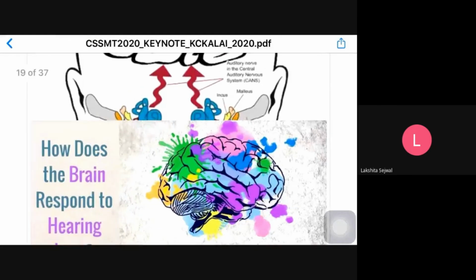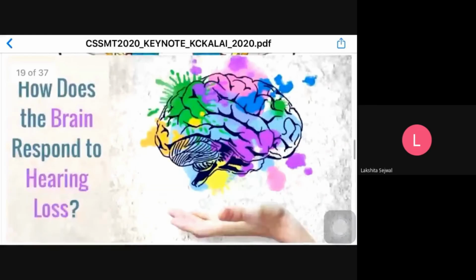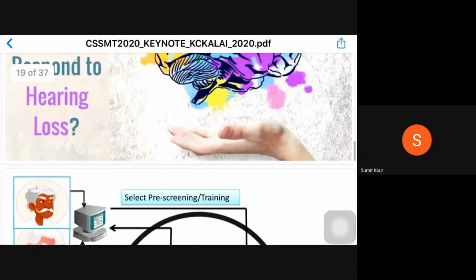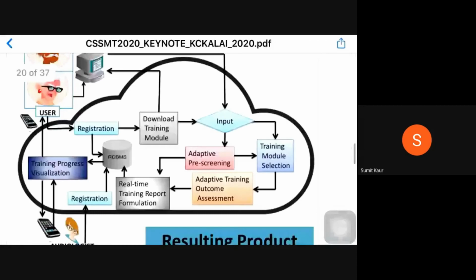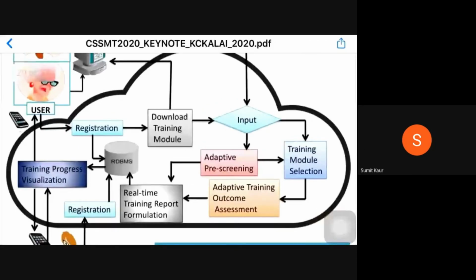So how does the brain respond to hearing loss? From the diagram that you can see here, this is practically a cloud-based system that we are using to train elderly people in the Malay language, for them to be able to have a better hearing impact. And we are looking at people who are above 65 years old.